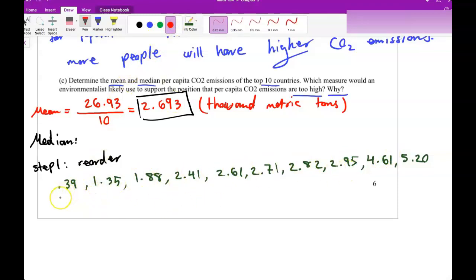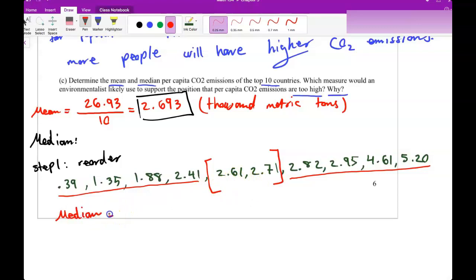So in total we have 10. So 1, 2, 3, 4 from the side, 1, 2, 3, 4 from the other side. What we have in between these two numbers. So median is 2.61 plus 2.71 divided by 2. It's 5.32 divided by 2. So this is again in metric tons.